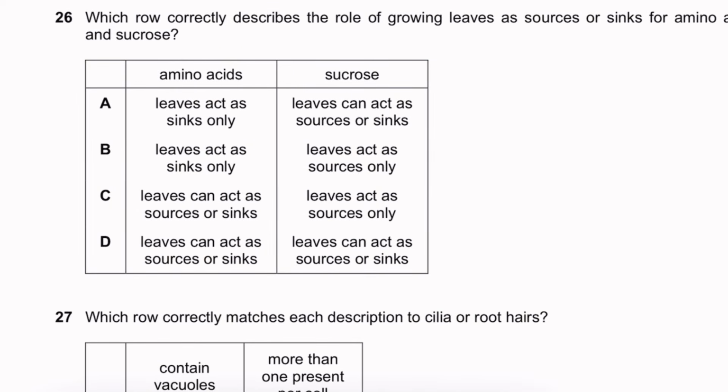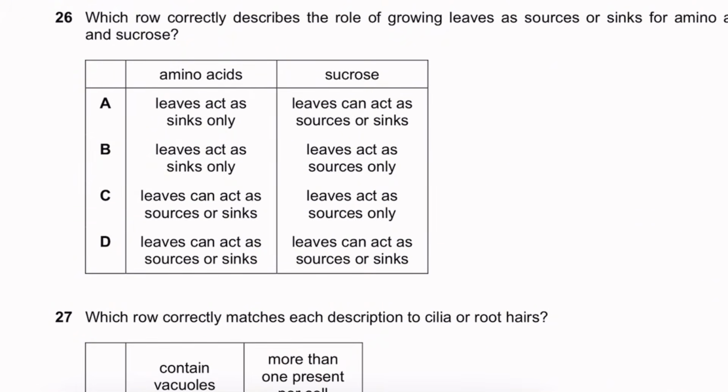Okay, amino acids and sucrose. So this is the growing leaf. It's not going to be completely photosynthesizing and providing its own supply for itself and the rest of the plant. It's going to require some sucrose and amino acids from the roots and from the other organs or the other parts of the plant. As for amino acids, same thing for both. I would say it's not completely producing its own supply.